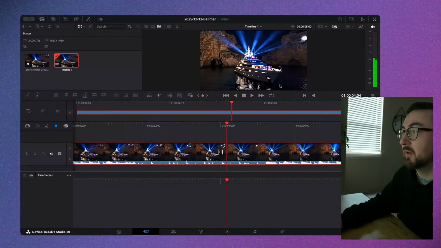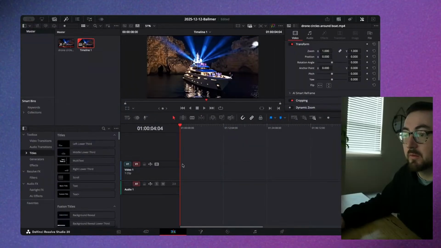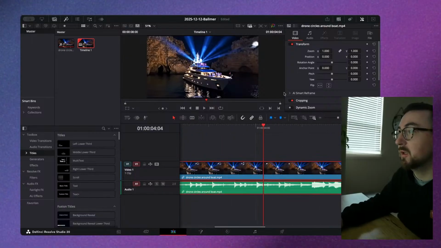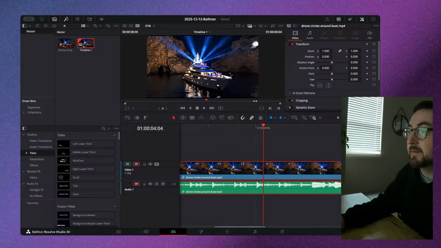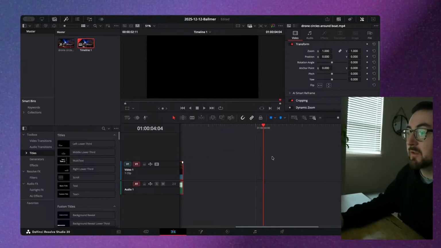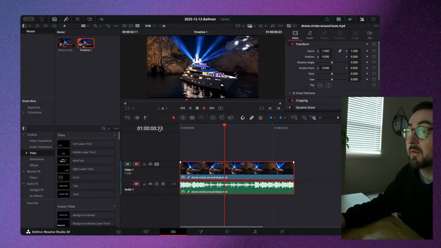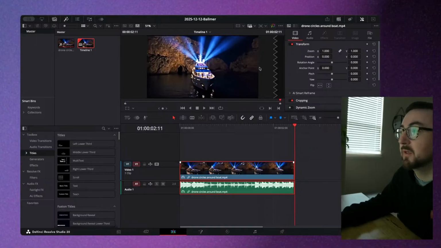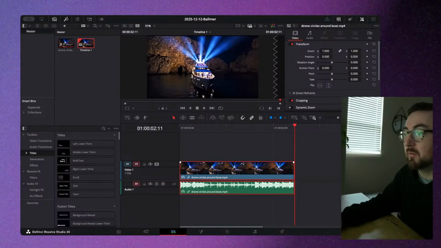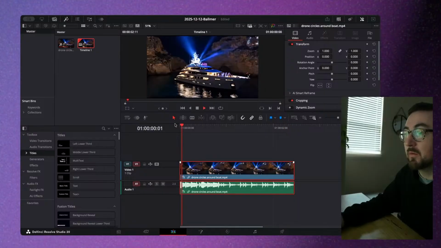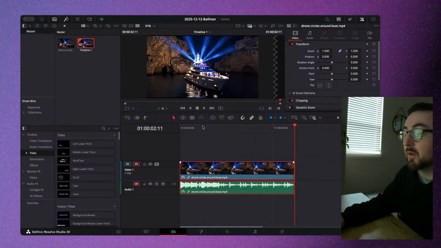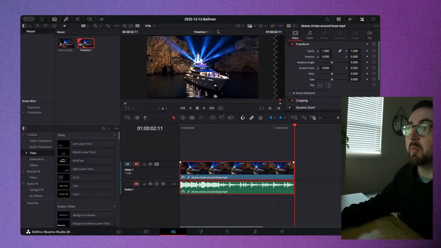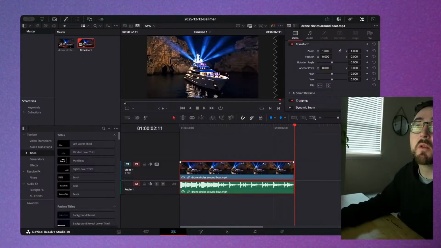Then I'm going to actually accelerate it slightly. So let's go here, change the clip speed to like 300. It's a little bit too fast. Let's do 200. Okay, I like that. It's like a quick, snappy. You see the boat. Next thing you're gonna see is Ballmer on the boat.